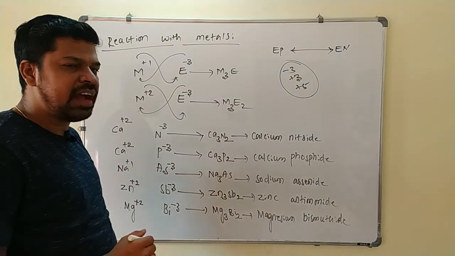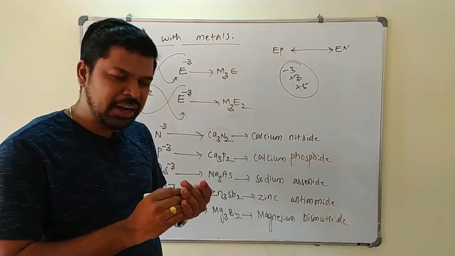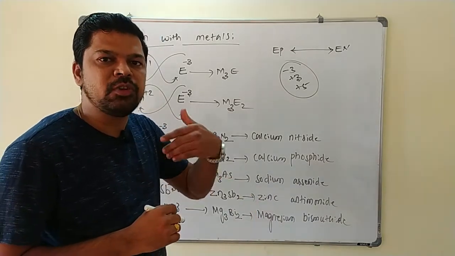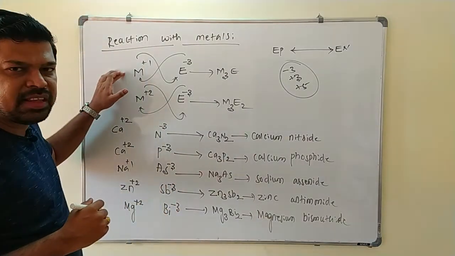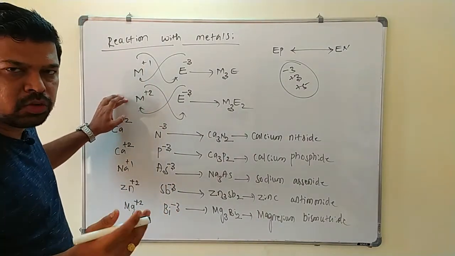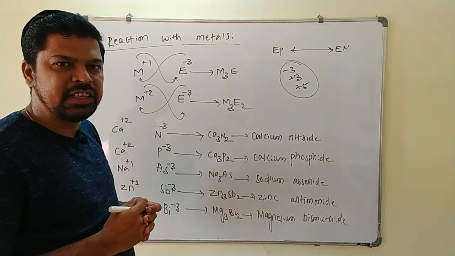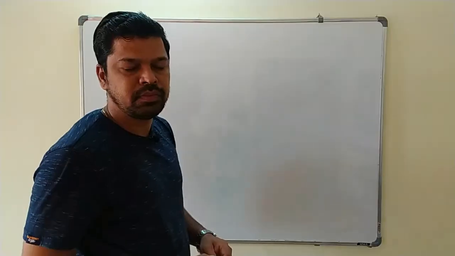This is the reaction of group 15 elements with the metals. Always keep in mind, metals are electropositive, group 15 elements are electronegative. Group 15 elements will show -3 oxidation state with the metals, and for these metals, group 1 is +1, group 2 is +2. Suppose it is group 3, that will show +3 oxidation state. This is the reaction of group 15 elements with the metals.